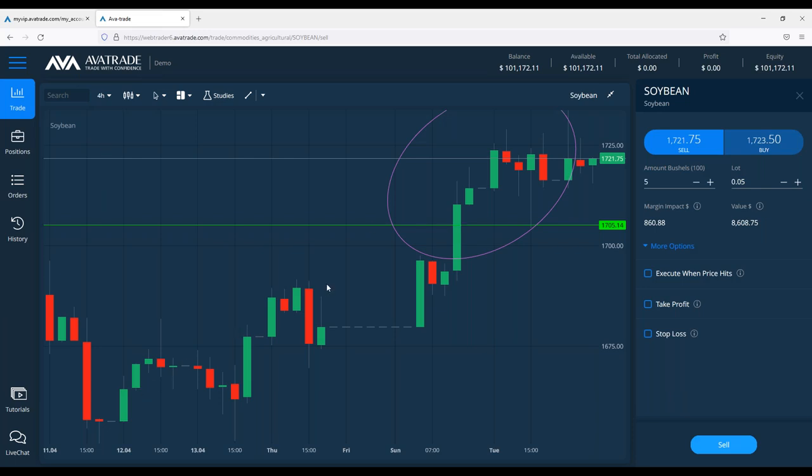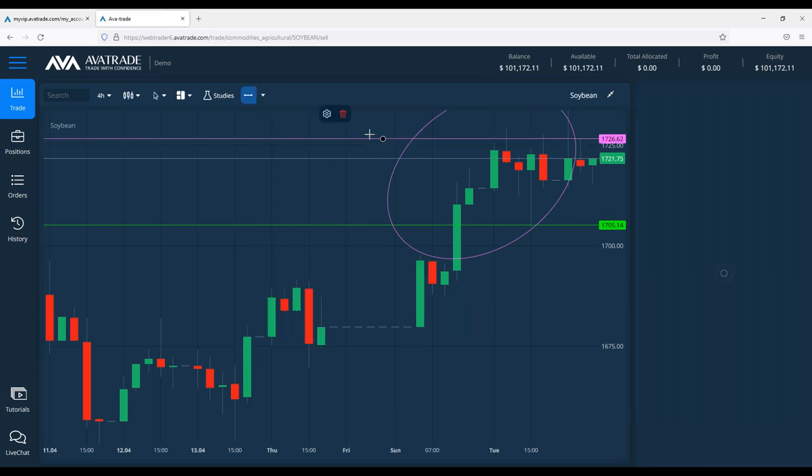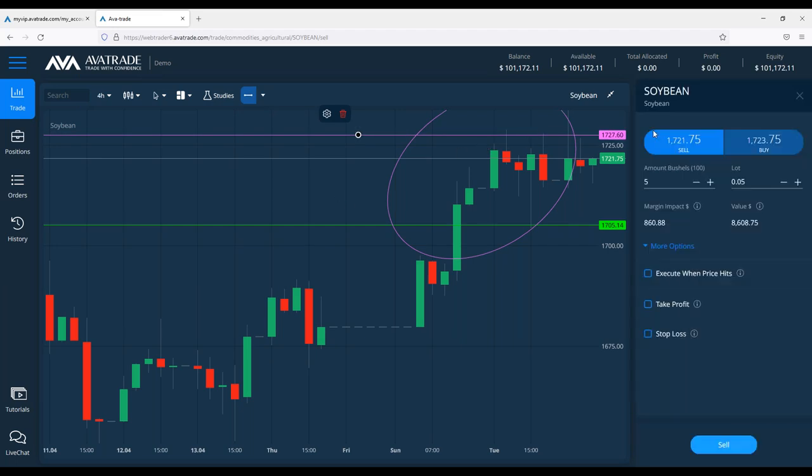Look how nice things are. Went up, got into this point, went down a little. Went up, got into this point, got down a little. Went up, got down a little. Look, it got back to 1705. Now this line here is a point that it couldn't break.